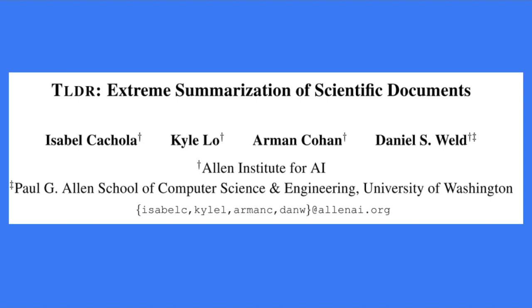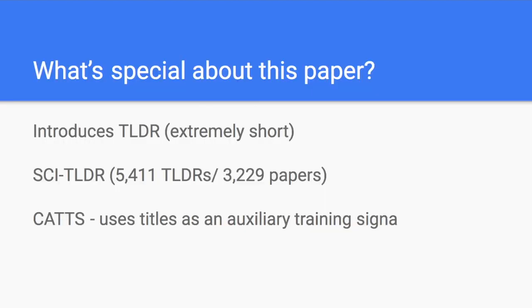This paper was published by Allen Institute for AI and the University of Washington. So what's so special about this paper? Firstly, they introduced the too long didn't read, this extremely short summarization, to the AI summarization area. Previously, it wasn't really a focus. And more importantly, they label the data, SciTLDR.